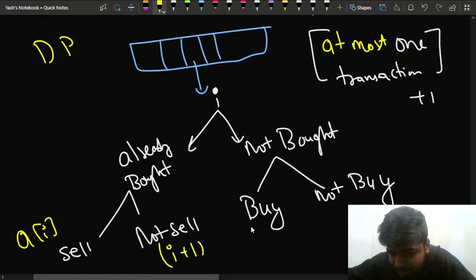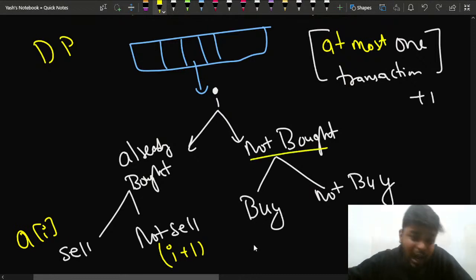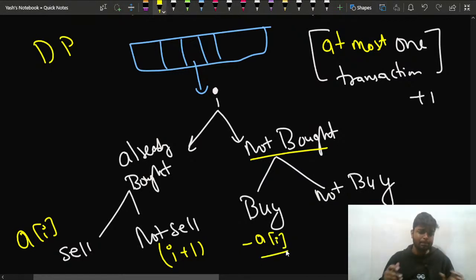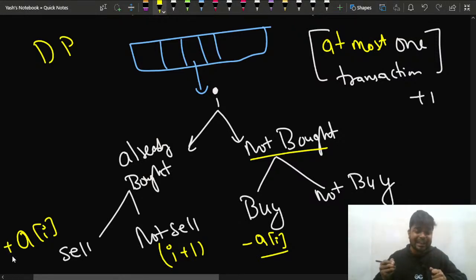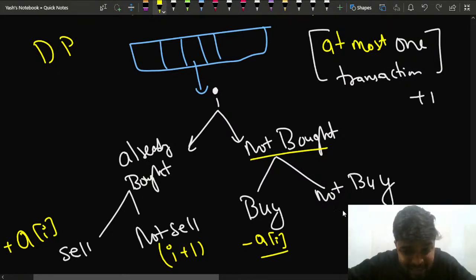Now if I have not bought it, I can buy it. If I buy it, I'll add minus a of i to my value. Why? Because if I haven't bought it and I buy it, then my profit would become minus a of i. If I'm selling it, I'm adding plus a of i. If I'm buying it on the ith day, I'm subtracting a of i. And if I do not buy it, I can simply move to the i plus 1th day, right?